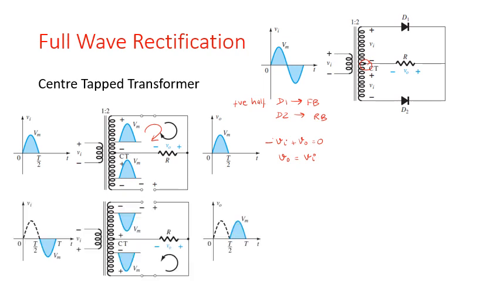Now when I look at the next half cycle, that is the negative half cycle. When you are drawing the waveform for this, what happens in the negative half cycle? D2 is forward biased, replaced by short circuit, D1 is reverse biased, replaced by open circuit.